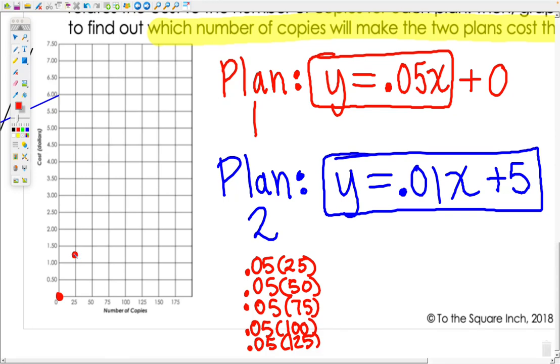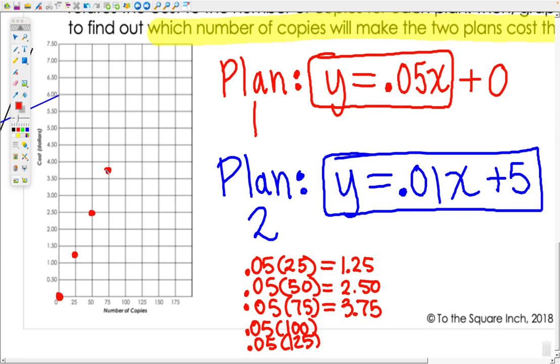And now, how much is it for 50 copies? It's gonna be like $2.50. Perfect. So now I'm gonna come over on the bottom to 50, and then come up to 250 right here. And the next one would be $3.75. Good job. So I'm coming over to 75 at the bottom, and coming up to 375, which is in between 350 and 4.